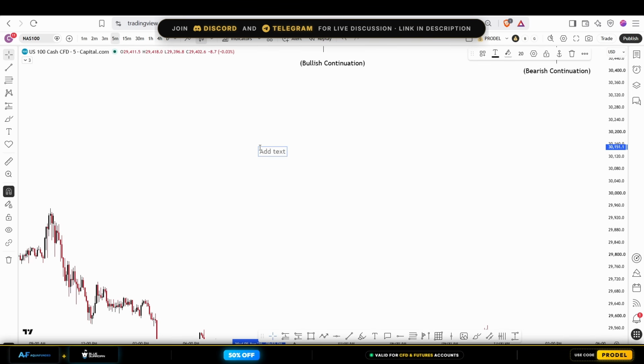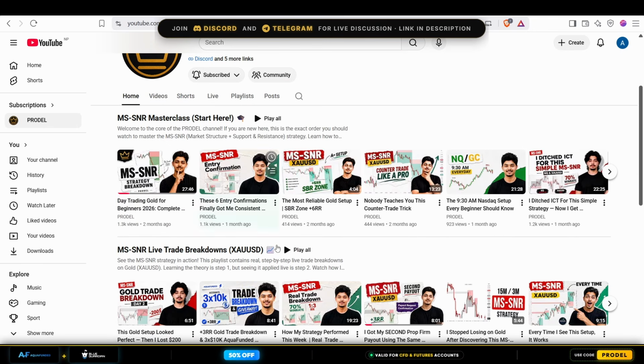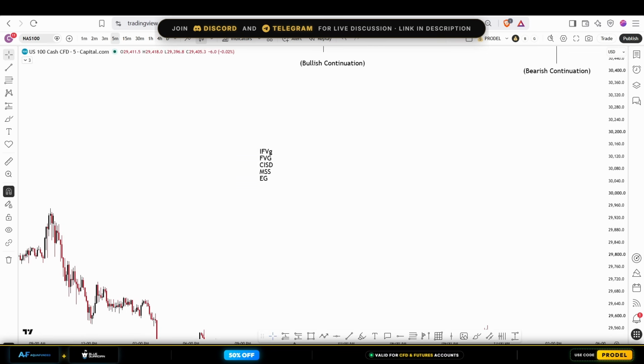For the entry confirmation, you can use any kind of entry like IFVG, FVG entry, CISD entry, or market structure shift entry, or engulfing. Any kind of entry you can use. And if you want to go deep into the entry confirmation, you can also watch this video. You will get 6 entry confirmations, and you can use any entry confirmation.